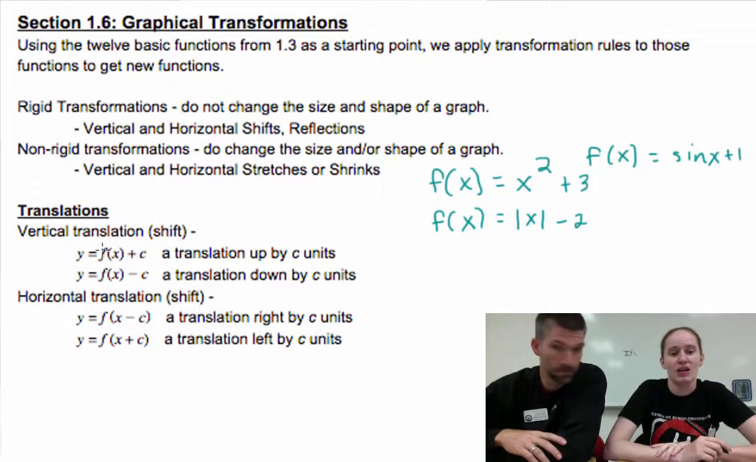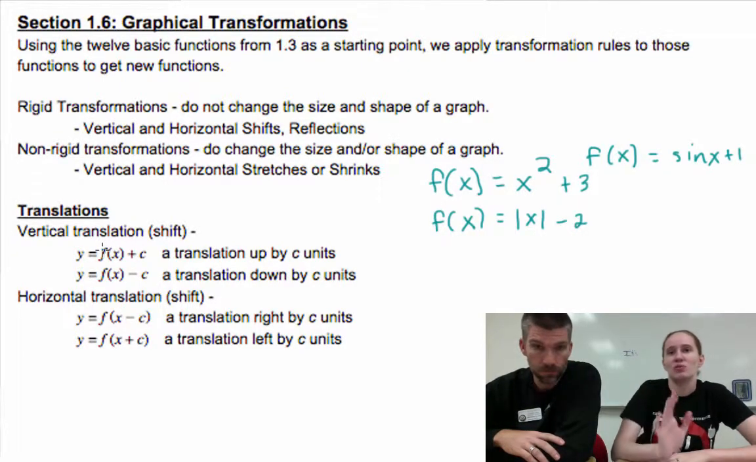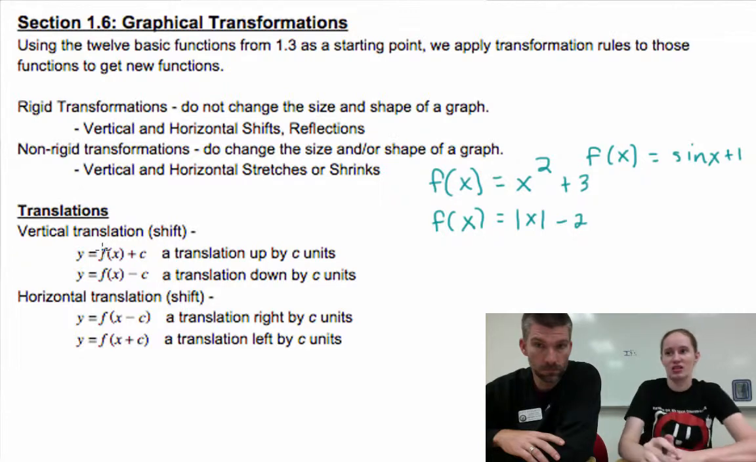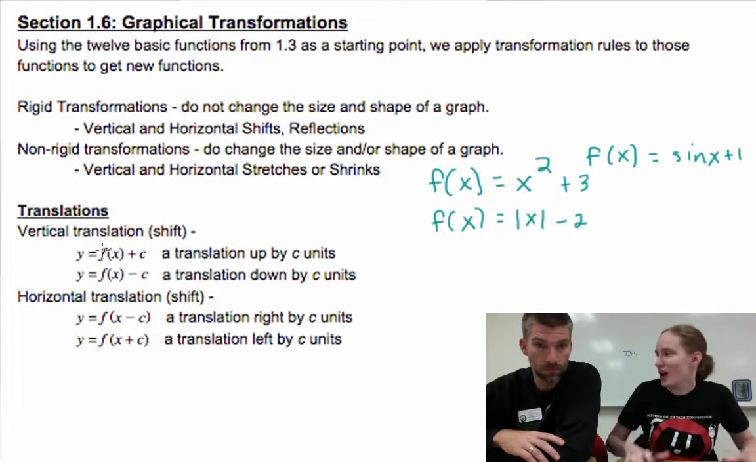Horizontal translations, what you have to remember is anytime we're inside of a function, we are in the super secret opposite society.